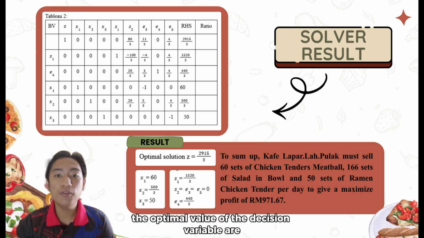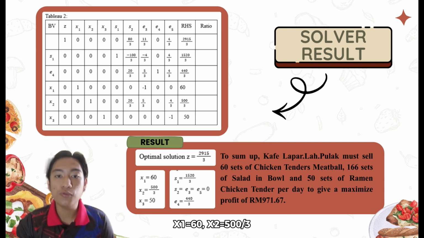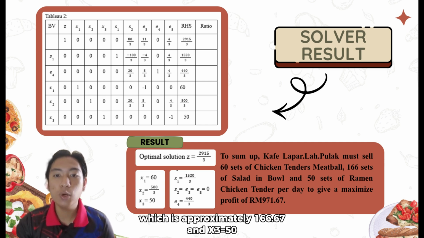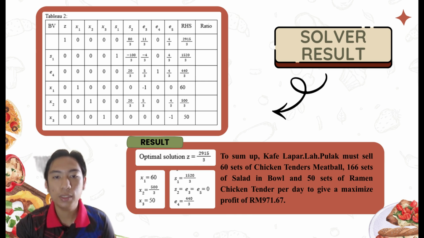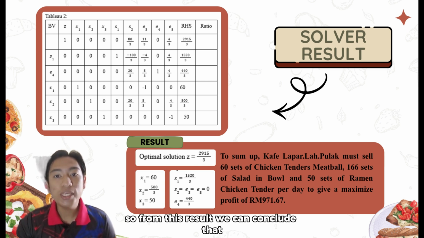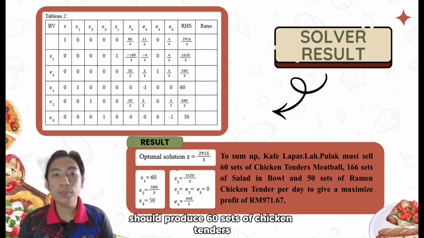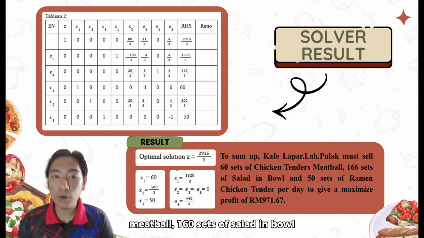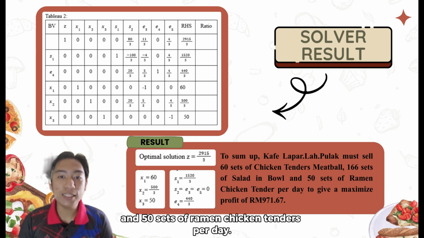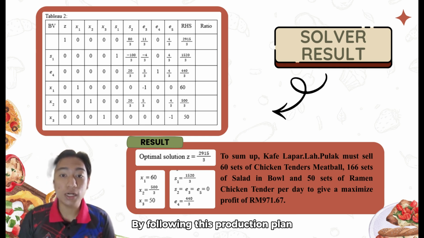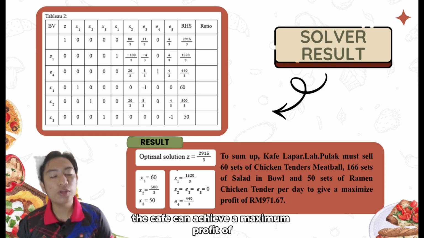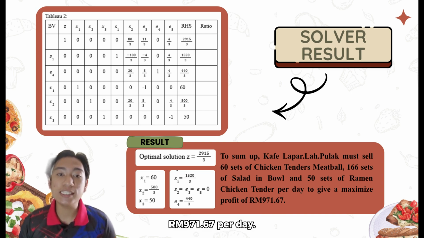Now, after that, the optimal values of the decision variables are x1 equals 60, x2 equals 500 over 3, which is approximately 166.67, and x3 equals 50. So, from this result, we can conclude that Cafe Lapala Pula should produce 60 sets of chicken tenders meatball, 166 sets of salad in bowl, and 50 sets of ramen chicken tenders per day. By following this production plan, the cafe can achieve a maximum profit of 971 ringgit and 67 cents per day.